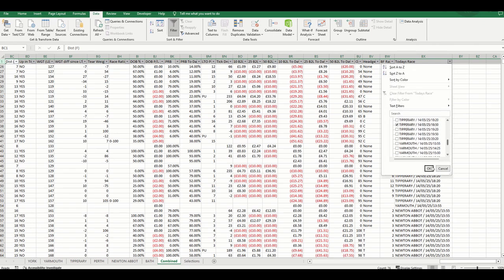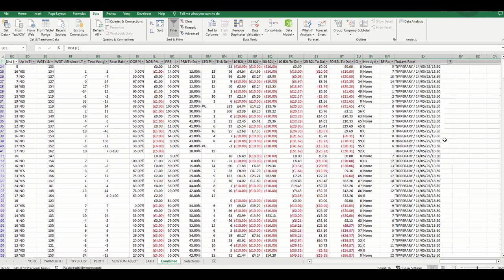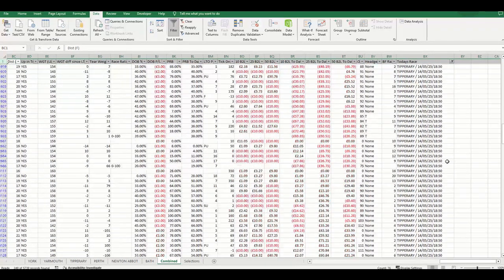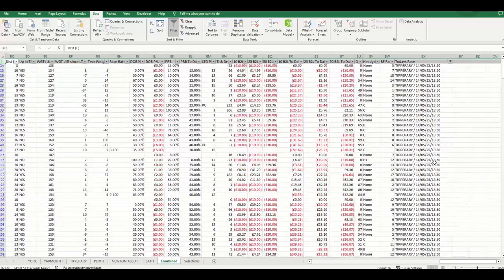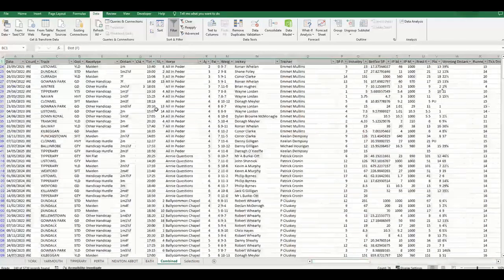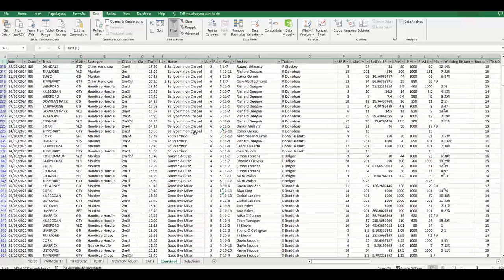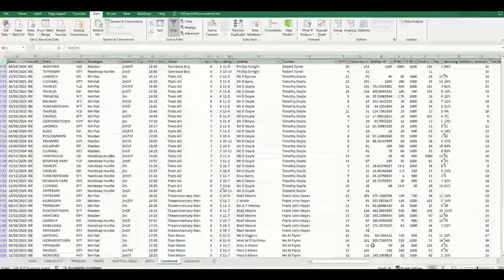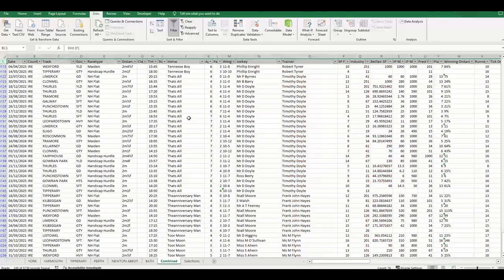Filter by this. Now you can obviously filter by whatever you want, but this brings up all of the horses that are running today or due to run today in the 6:50 at Tipperary, and all of their history. So you've excluded everything else from that. So you can see here just a list of those horses running today. And again, all of their details across the right hand side. So a really useful file, all the data contained in one place.